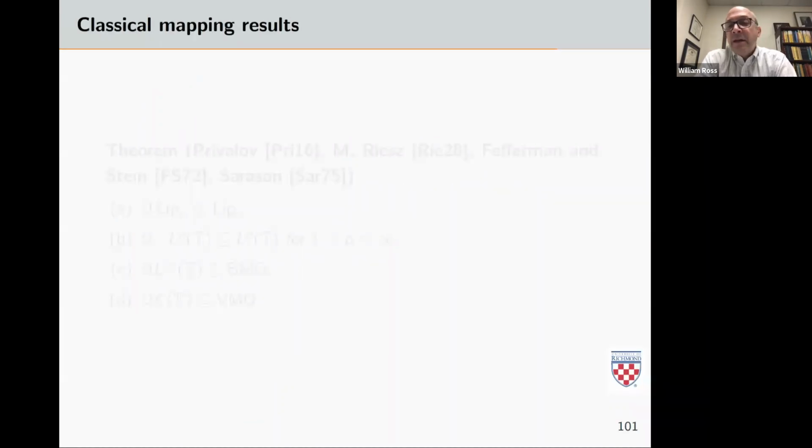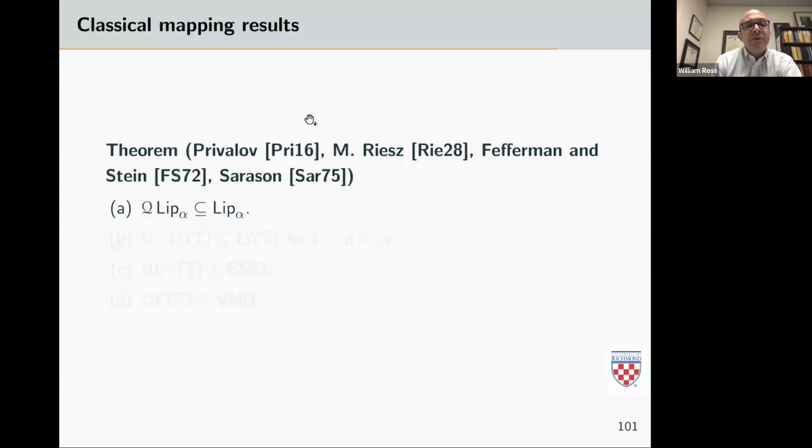No talk about the conjugation operator would be complete without a discussion of some classical theorems. The oldest, from 1916, is due to Riesz, which says that if you give me any Lipschitz function, the conjugation operator will take you to a Lipschitz function.